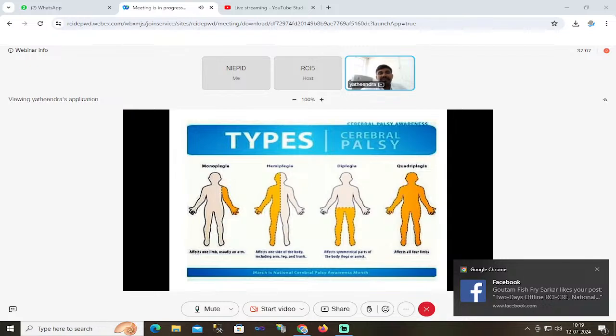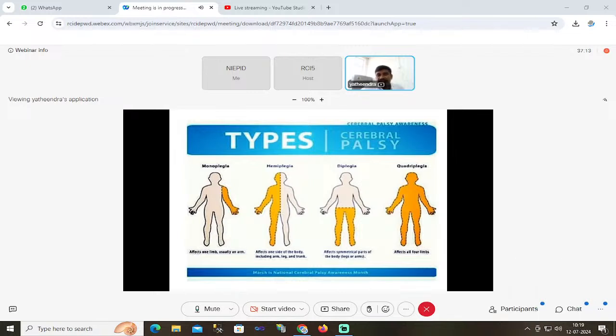Like the first one, monoplegia, where one hand, the left hand here, is shaded, meaning it is not working. That means one part of the body is affected, that is, the left upper limb is affected. So it is called mono, meaning single. Plegia means paralysis. Monoplegia, right?